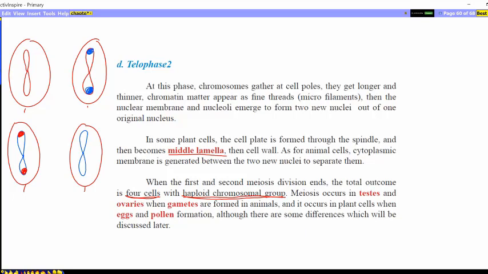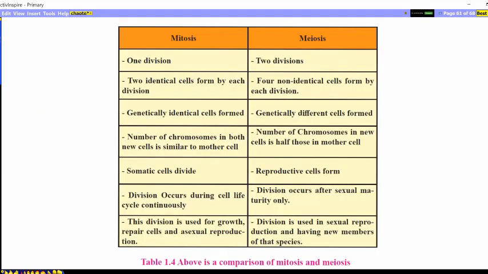Meiosis occurs in the testes. They are gonads, meaning reproductive organs of the male in which reproductive cells are formed. The ovary is a gonad which produces gametes. Female gametes are formed in animals. It also occurs in plant cells, in eggs, and in the formation of pollen, the immature male reproductive cell. Although there are some differences, which will be discussed later in the reproduction part.